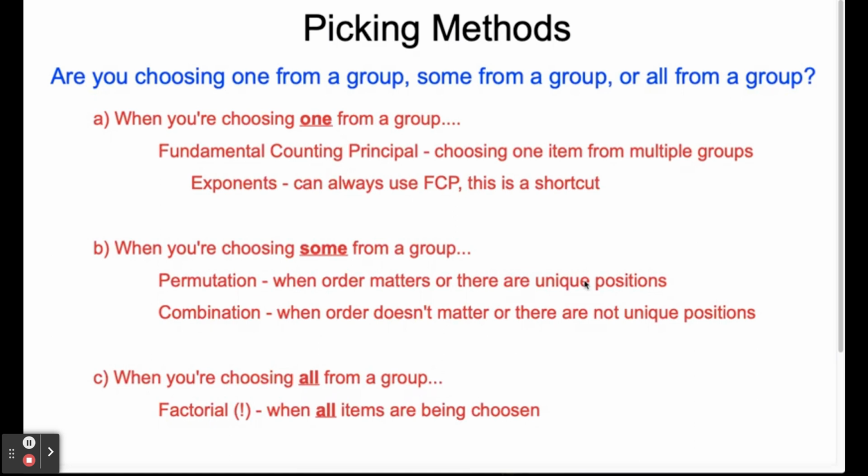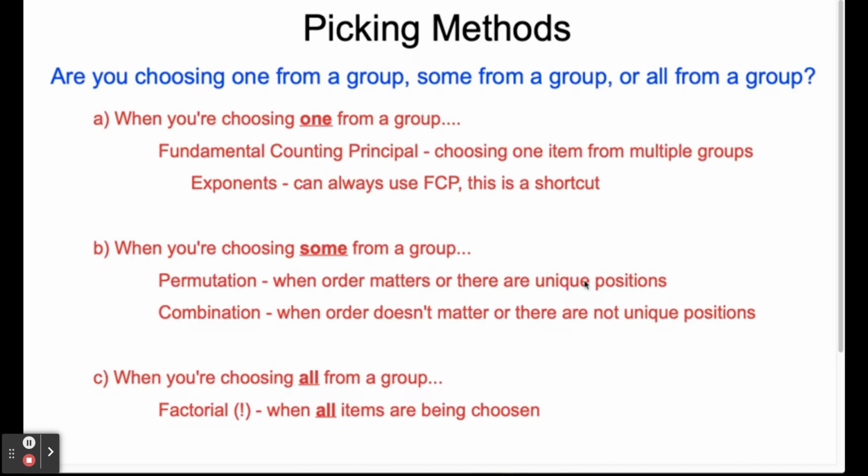So if order matters, then that's when you use a permutation. If order does not matter, then that's where we're using combinations. And then if you're choosing all from a group, whenever you're choosing every item, a common question is, there are 9 people and they're trying to stand in a line. How many different ways can that happen? That's where you use your factorial symbol. So just 9 factorial.